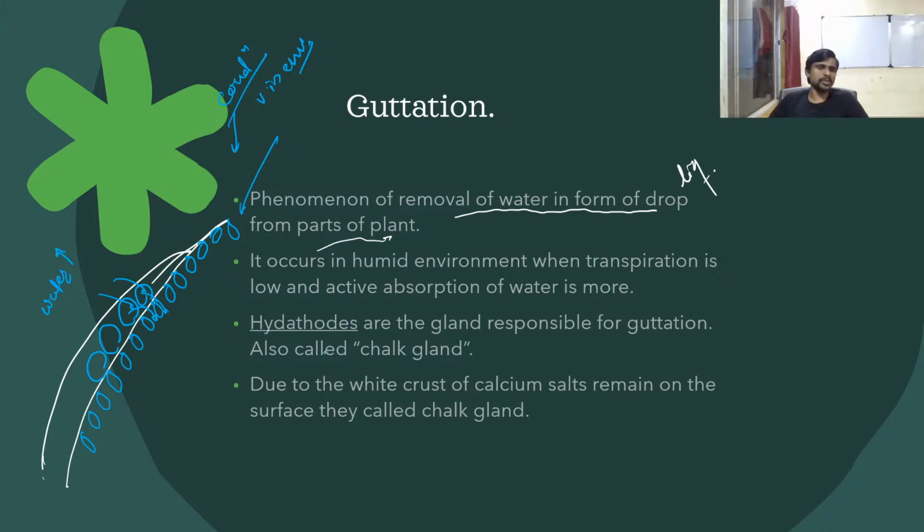Okay, so in a humid environment, when the transpiration rate is low and active absorption of water is high, it will happen. So if you want to see guttation, it requires a humid environment. That means more humidity in the environment, and in that humidity transpiration is low and active absorption of water is more, that time you can see guttation. Okay, hydathodes, these are the glands which are actually involved in guttation, and these glands can be called chalk glands.